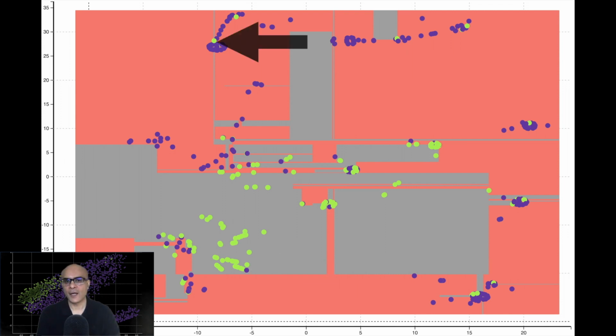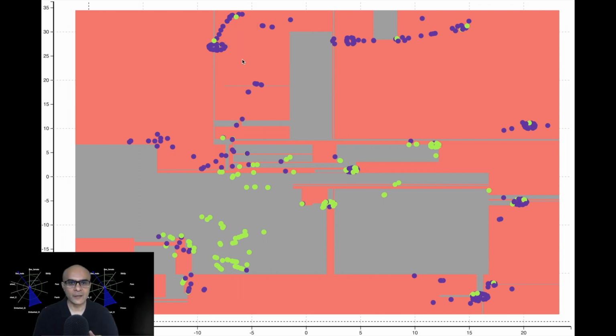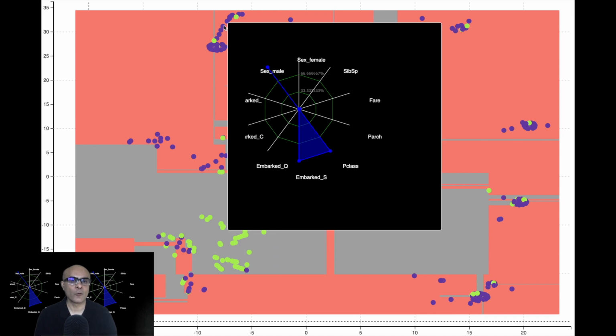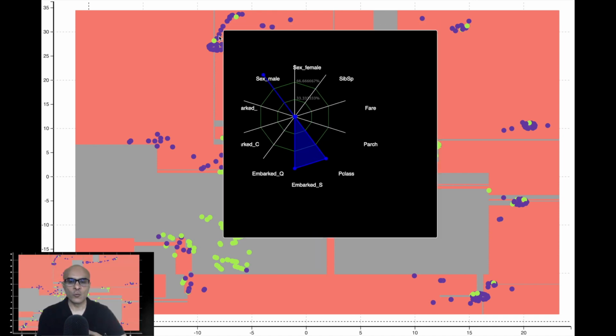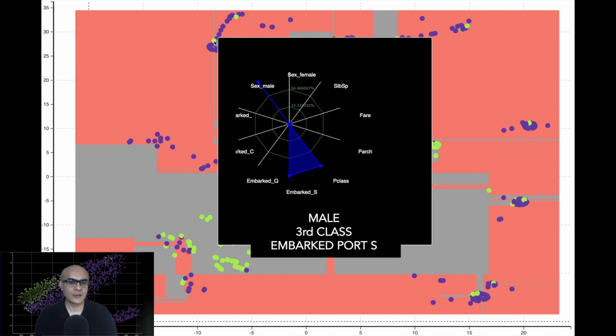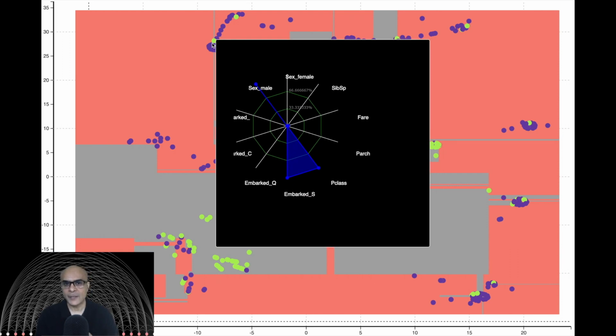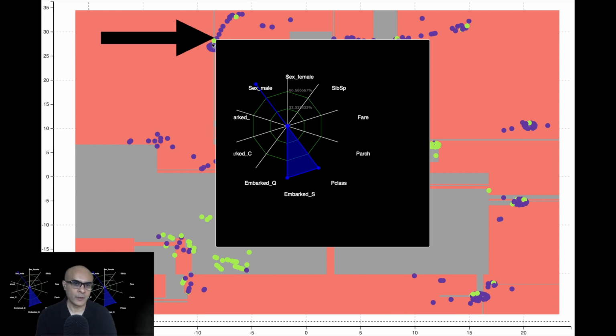Now let us analyze the micro-outliers which are situated at the top left. Now when I hover over the passengers in this cluster, I see a radar plot for each point. Now you'll observe that all the points are related to passengers who are male, who have a high passenger class, which means the third class, and those who have embarked from the port S. Now all these passengers did not survive except the micro-outlier point.